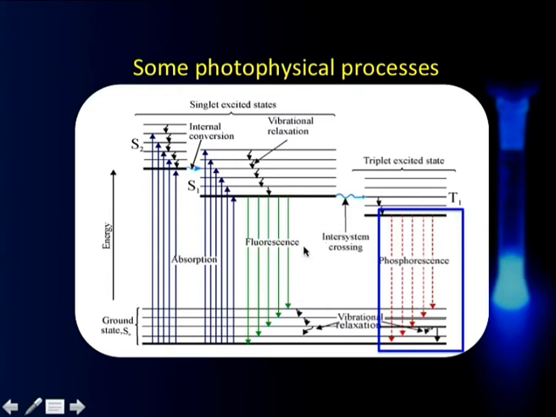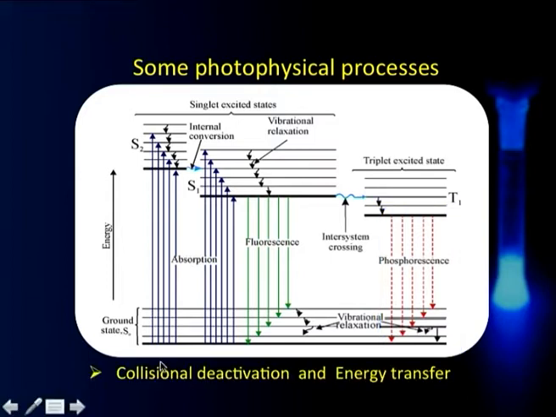So, these are the processes we have discussed in detail in the previous sessions, but in addition to that there are two more processes. One is called collisional deactivation. We will talk about this as we proceed further, and the second is called energy transfer. We will talk about these in the context of quenching. Okay. So, these are the photophysical processes which we need to recall. Having done this, let us move further and see what we mean by quantum yield.